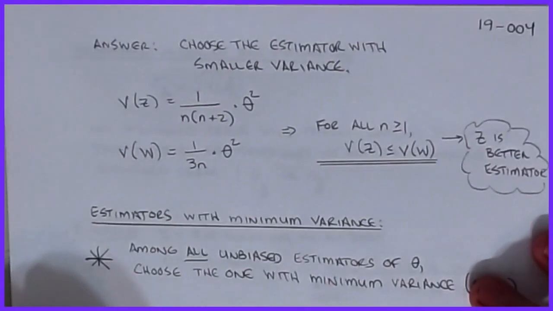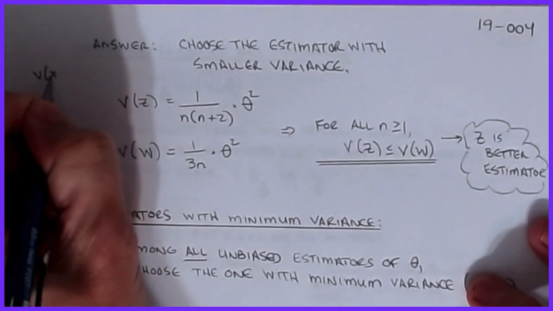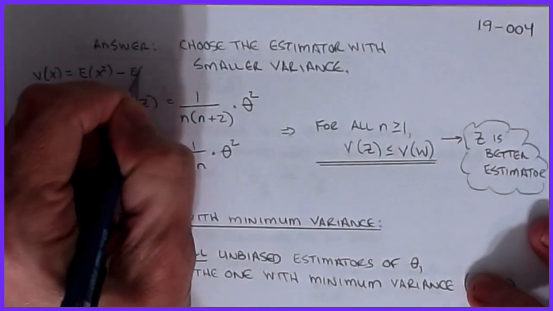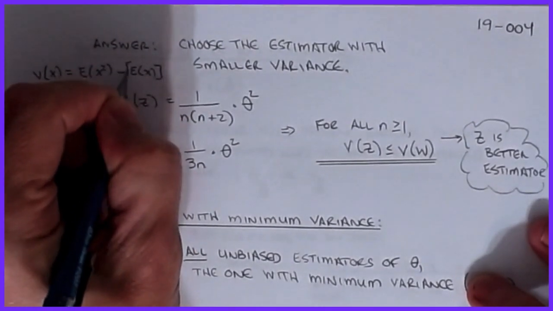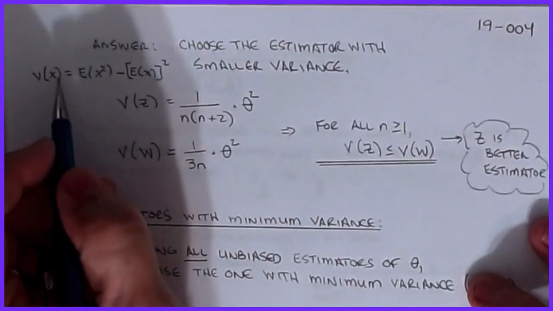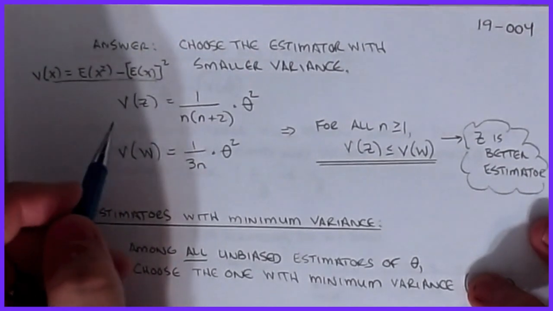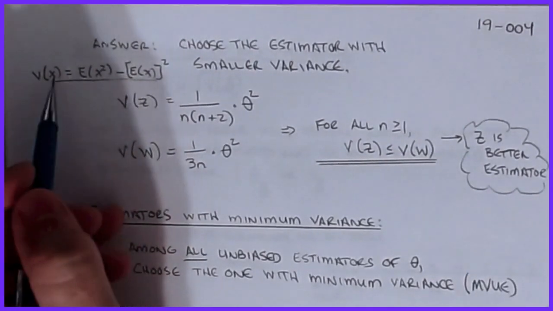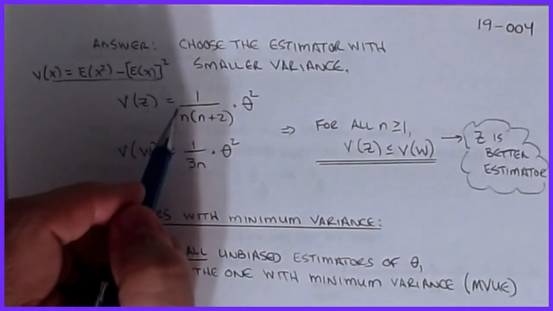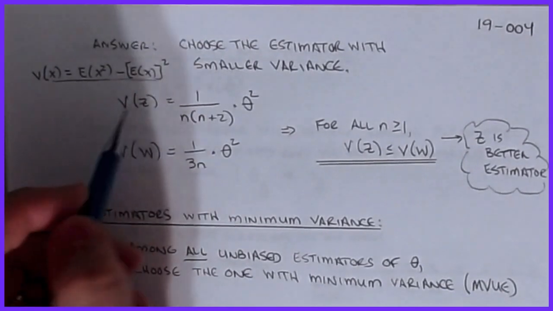If you remember, we can say that the variance of some random variable x was the expected value of x squared minus the expected value of x, quantities squared. We can take advantage of this. I'm not going to do it in this lesson; I'm going to assume that we're comfortable doing this. But if you did that calculation for our random variable z that we defined earlier, you would get 1/(n(n+2)) times theta squared as the variance of that random variable z.